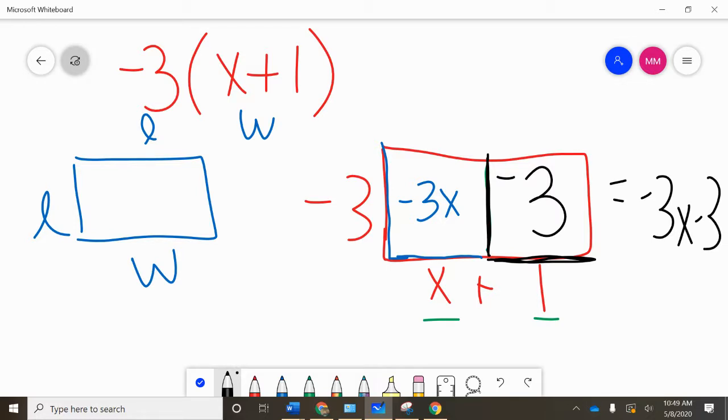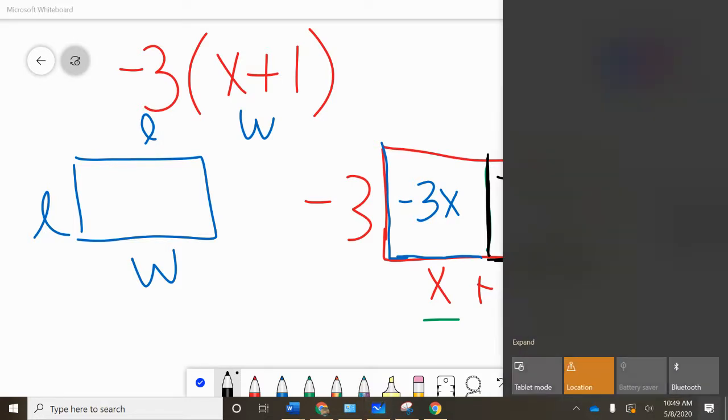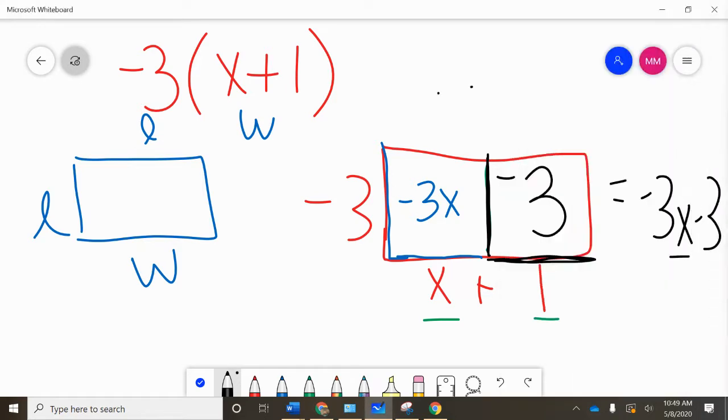Now we can't add them together because one of them has an x and the other one does not. So that means they are not like terms. So this, sorry about that, is our final answer, -3x minus 3.